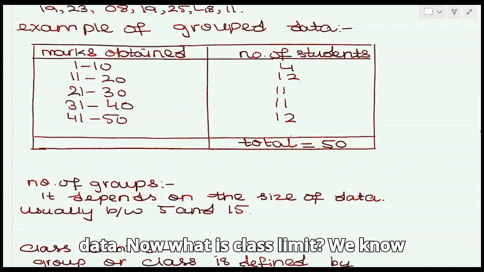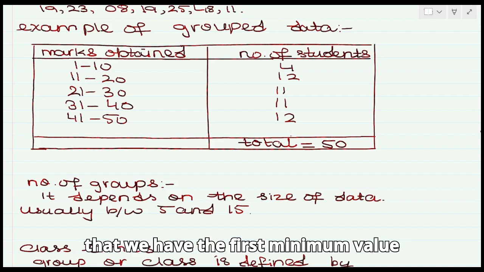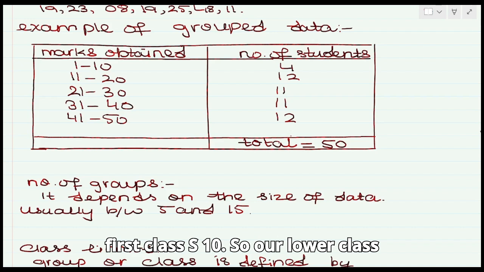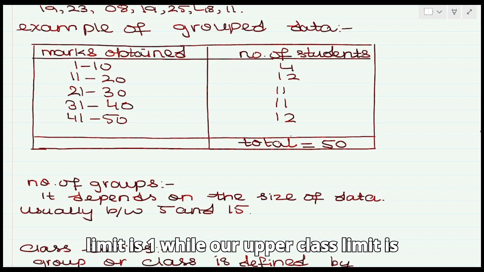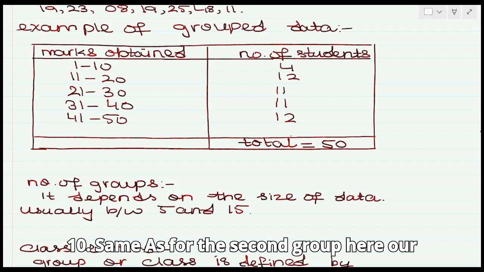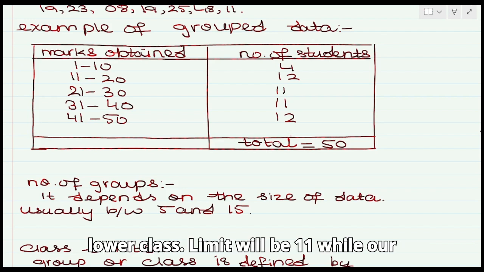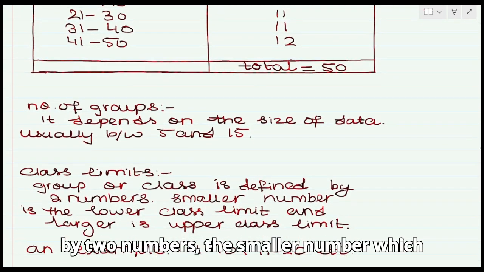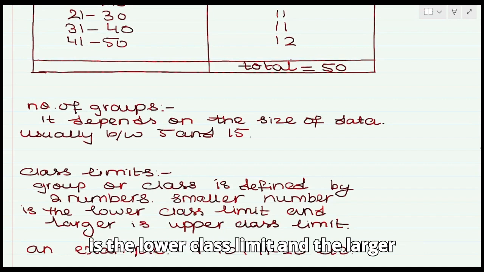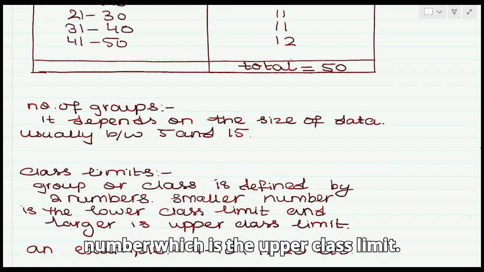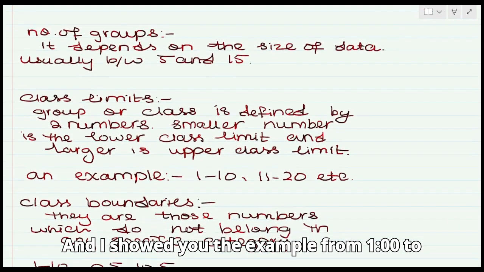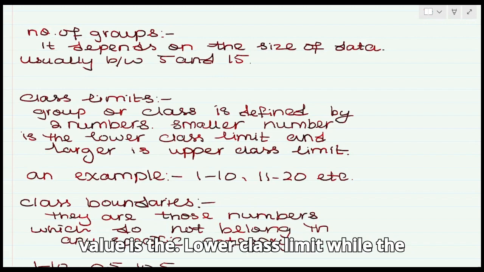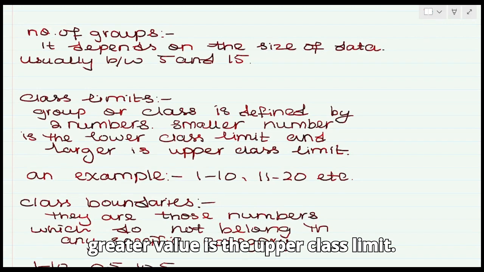Now, what is class limit? We have the first minimum value, which is 1, and the maximum value of the first class as 10. So our lower class limit is 1 while our upper class limit is 10. Same for the second group, here our lower class limit will be 11 while our upper class limit will be 20. So basically, a group or class is defined by two numbers, the smaller number, which is the lower class limit, and the larger number, which is the upper class limit. I showed you the example from 1 to 10 and 11 to 20. Here, the minimum value is the lower class limit, while the greater value is the upper class limit.